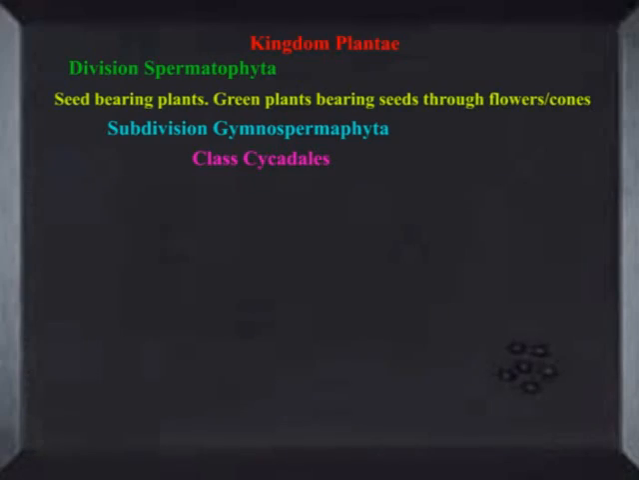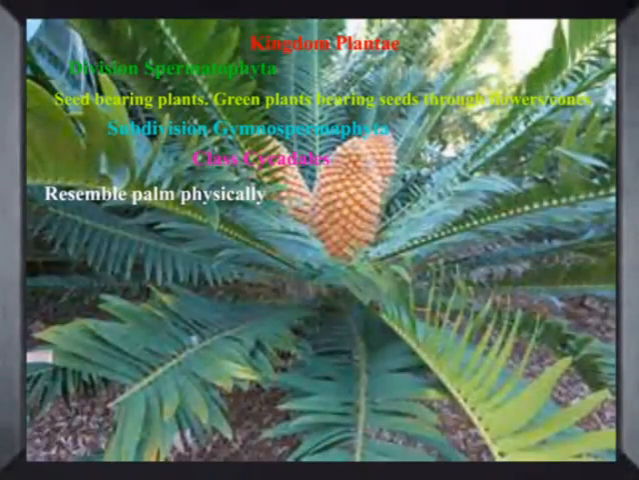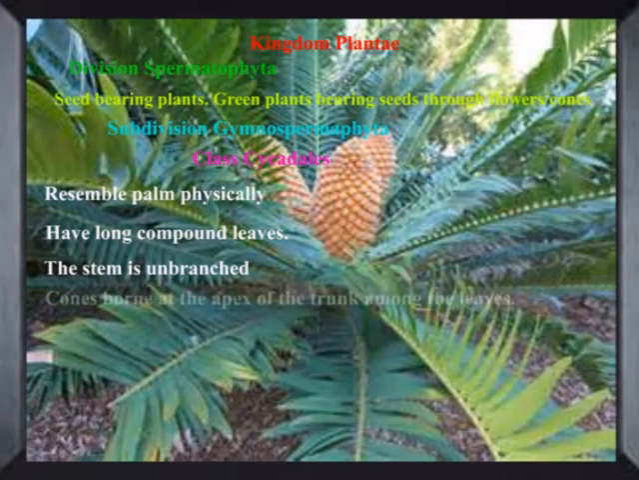Next is class Cycadales, and cycads resemble the palms superficially. They have long compound leaves which are clustered at the apex of the thick, usually short and unbranched stems. They have cones which are borne at the apex of the trunk among the leaves.